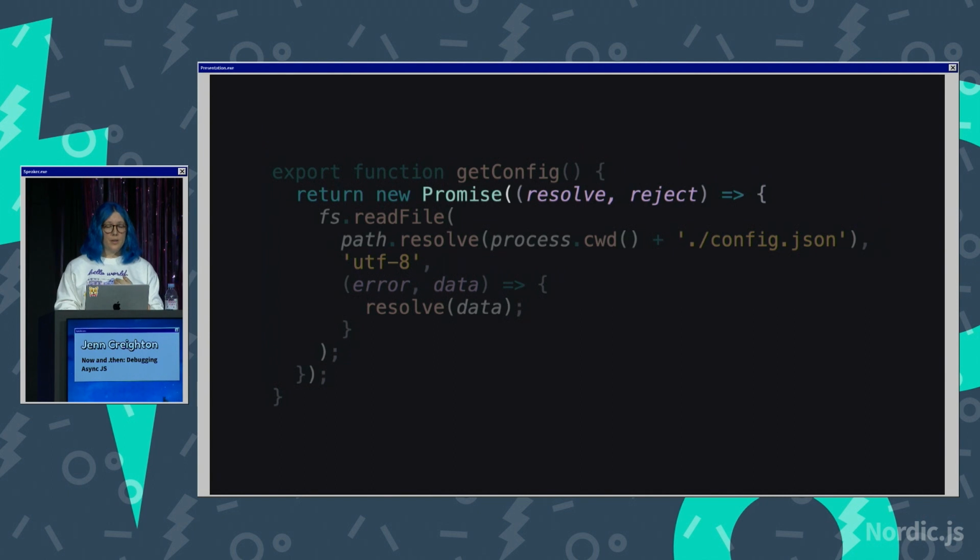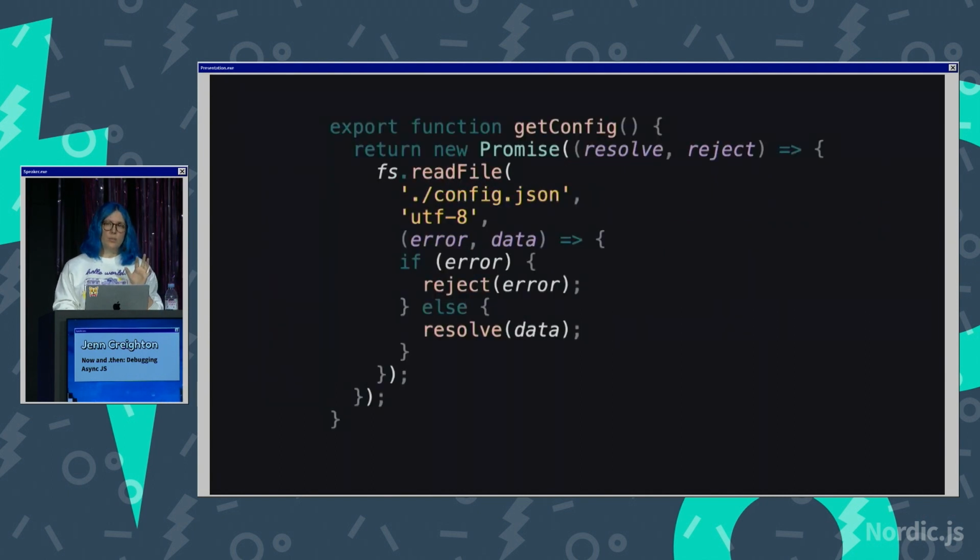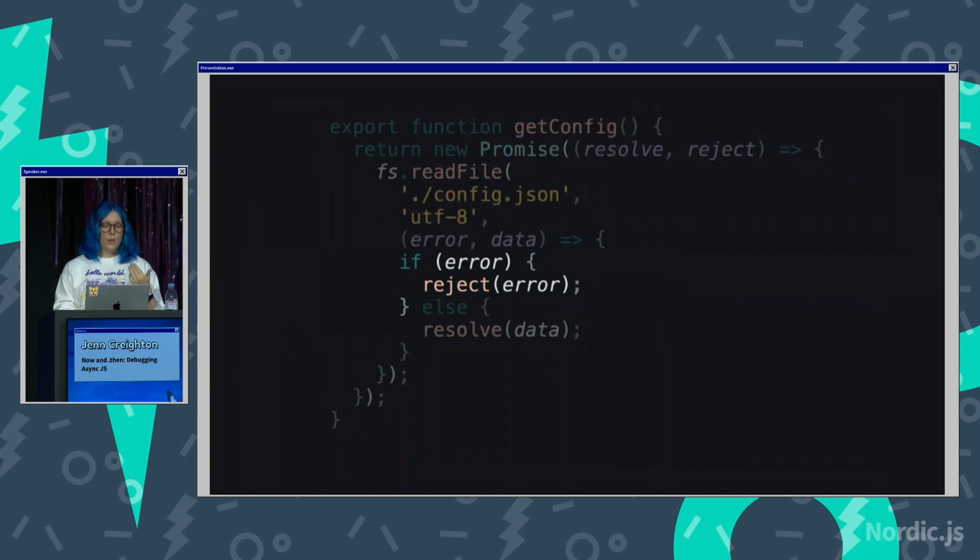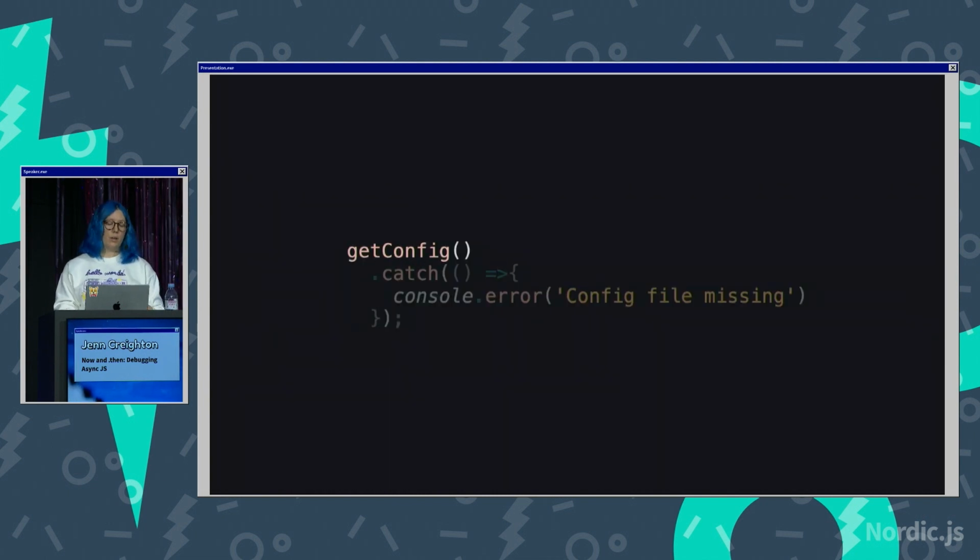We'll need the reject function, and we'll use an if-else to decide when to resolve and when to reject. So if there's an error, we call reject with the error itself, else we're going to resolve with the data. Let's see if this works. We call getConfig again. But instead of a .then, we're going to attach a .catch, which will catch the error, and then we will log a more helpful message to the console.